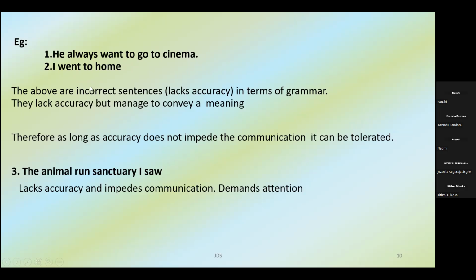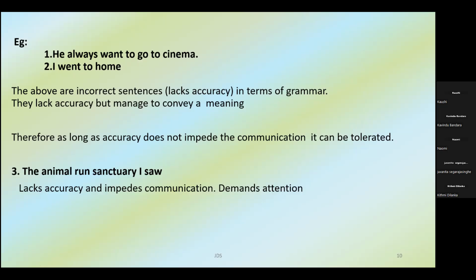What about the second one? I went home. I went home. To is not needed. So both sentences are inaccurate. You can't consider them as accurate sentences in terms of grammar. But still, are they conveying the meaning or the message? They do convey the meaning. Therefore, they can be considered as fluent sentences.